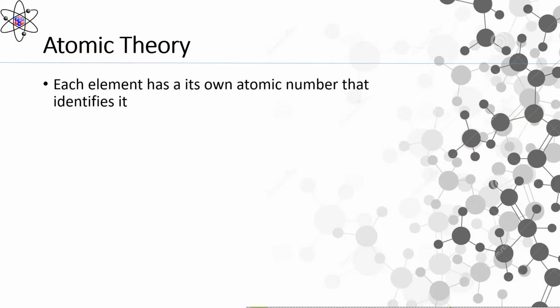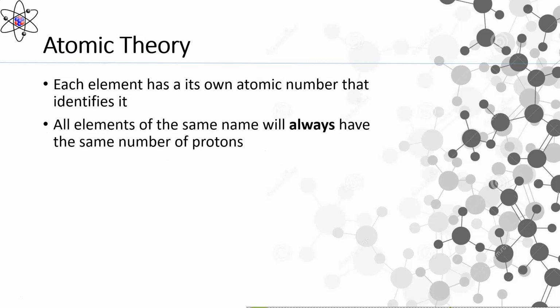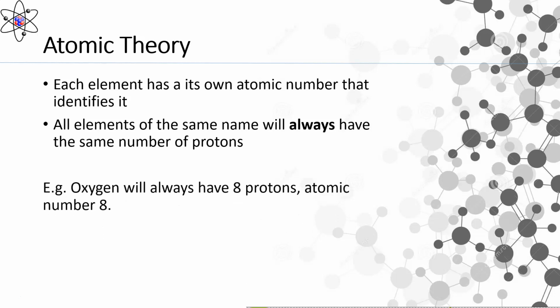Okay, our atomic theory, carrying on a bit more. Each element has its own atomic number. That's how they're all unique. That's how every element is different, because it has a different atomic number, which means it's got a different number of particles in its nucleus. All elements of the same name will always have the same number of protons. So for example, you have different types of carbons, but they will always have the same number of protons. For example, oxygen will always have 8 protons, and its atomic number will always be 8.